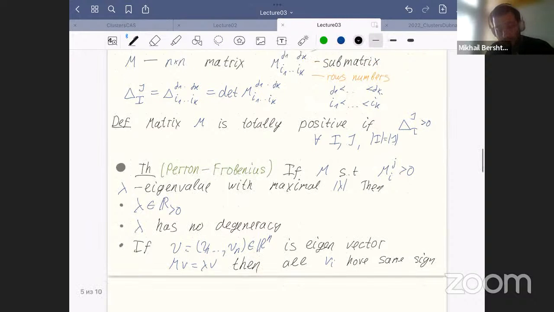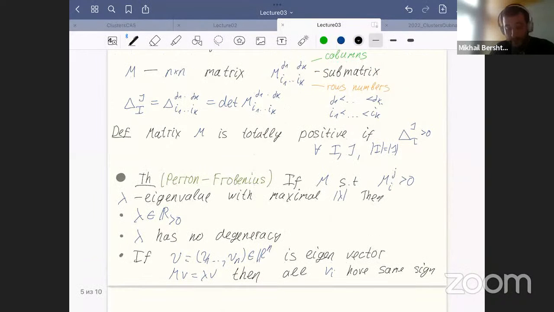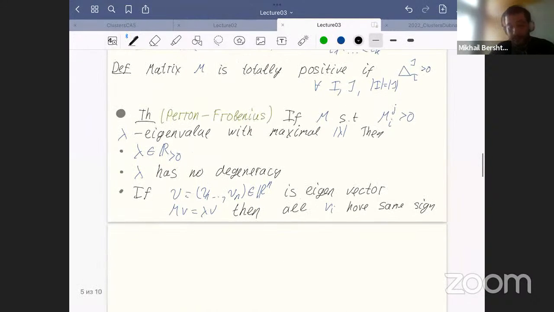I suppose many of you have heard about this theorem. If not, just look at Wikipedia and you will find a lot of applications. It has a very well-known meaning in probability theory, Markov chains and so on. And there is a very nice and natural analog of this for totally positive matrices.